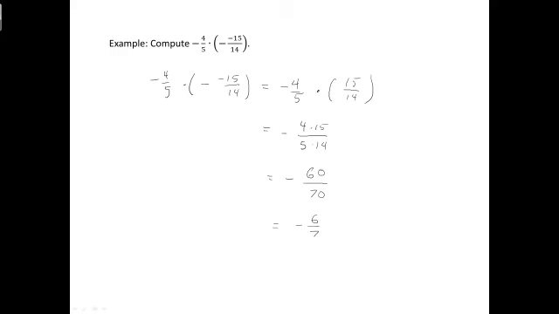Example, compute negative 4/5 times negative 15 over 14. The term on the right can be simplified right away, and doing it now will avoid errors later. Negative 4/5 times 15/14. Multiplication of fractions is straight across. We have a negative times a positive, so it's negative 4 times 15 over 5 times 14. 4 times 15 is 60, and 5 times 14 is 70. This fraction reduces to negative 6/7.